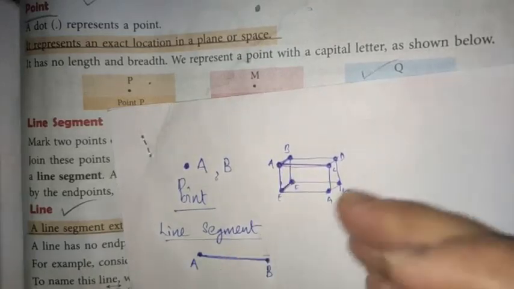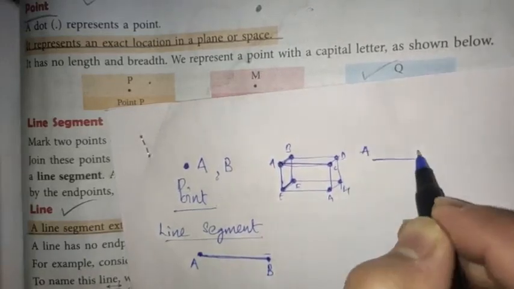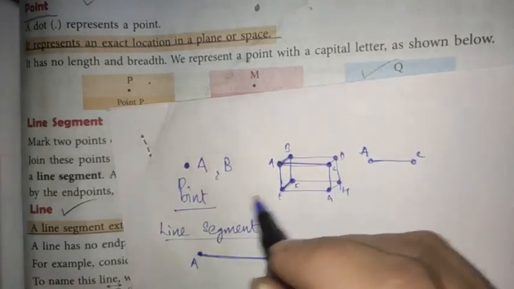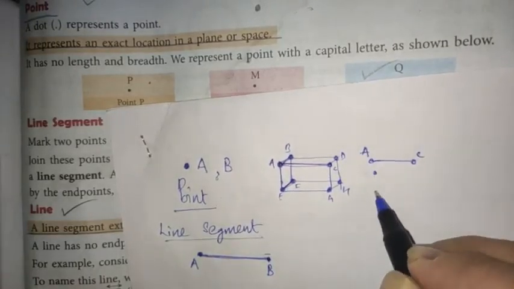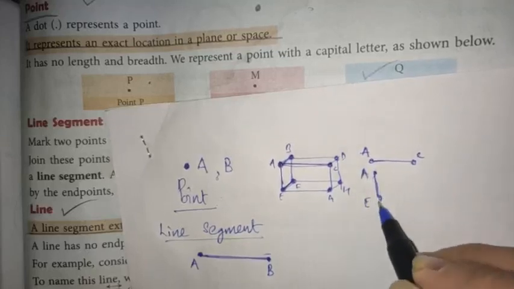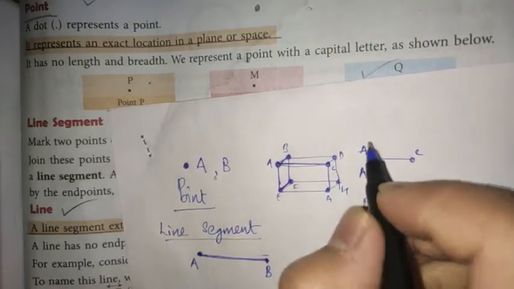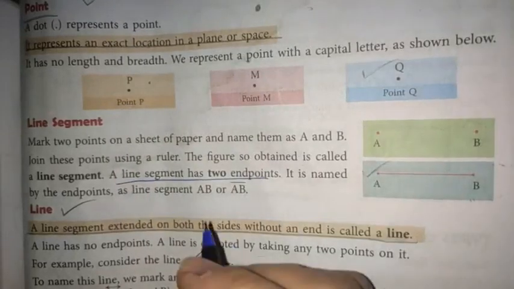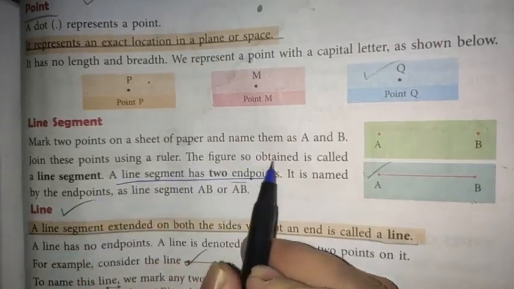When you break this, it will be like this, AC. If you break this and bring out AE only, A and E, then this is our line segment. Understood? I hope you have understood this very well. What is a line segment? The figure so obtained is called the line segment.